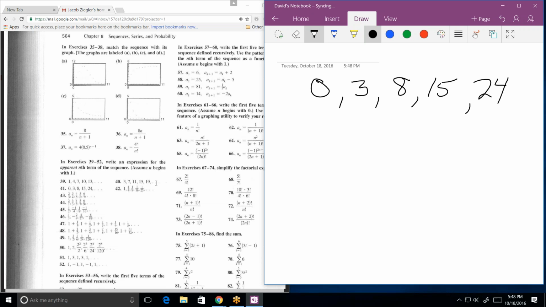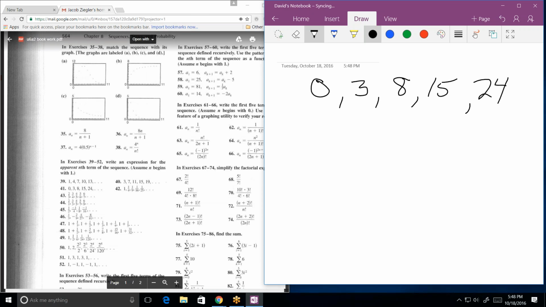Well, this one is not arithmetic or geometric. Geometric is where every term is a certain ratio of the term before it. Like a geometric sequence would be 2, 4, 8, 16. Every term is twice as big as the term before it. That's what makes a geometric sequence.